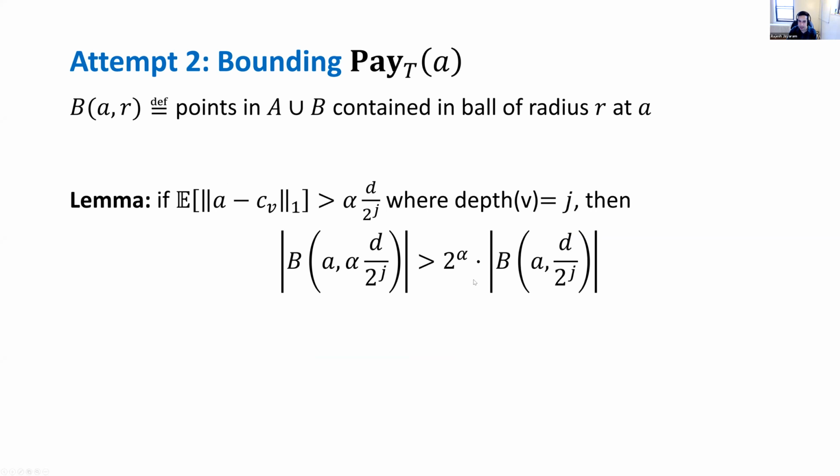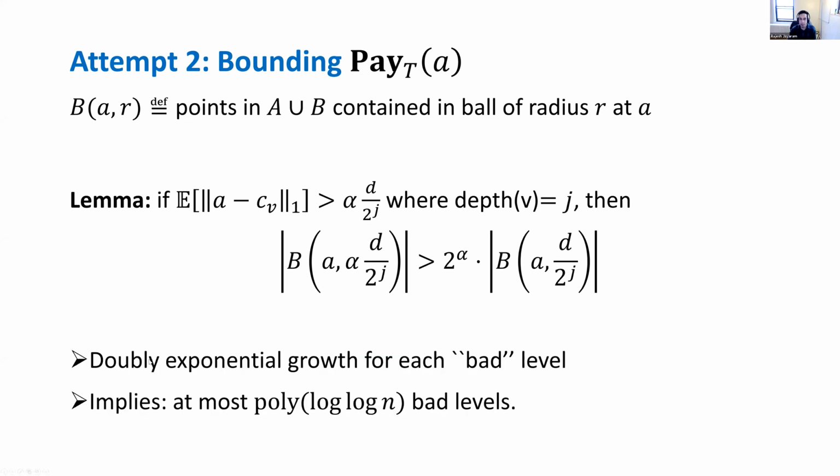Then the number of points in a ball, an alpha factor larger, is growing by 2 to the alpha factor larger than the points that were at the actual distance. So every time the center of mass is bad by an alpha factor, then the number of points around you needs to grow by a 2 to the alpha factor. And then you do some bucketing, and this shows you that overall you can only have poly log n bad levels where this factor alpha here is super constant. And this is basically the end of the proof.